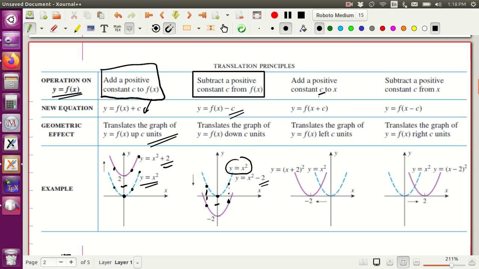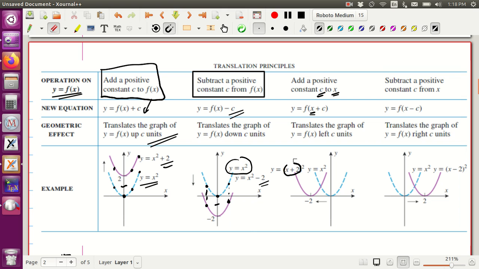Now, can we add c directly to x? Basically, if you take the original x and substitute it by x plus c, it will take your graph and shift it c units to the left. So let's look at our example. We take x and substitute it by x plus 2. So that's what happened over here.